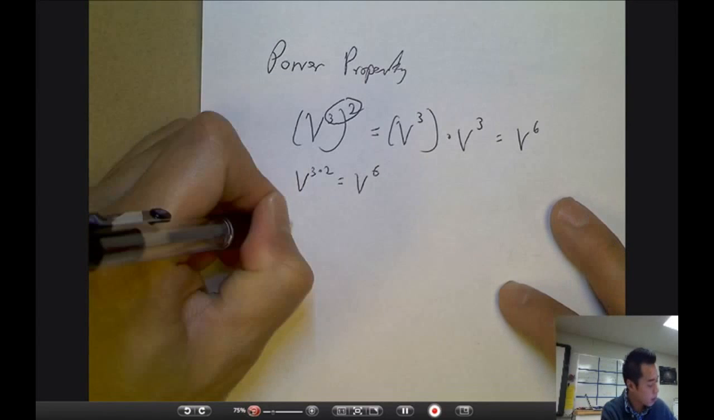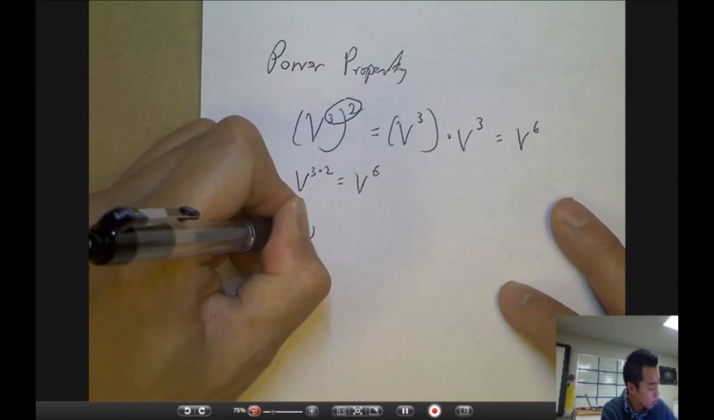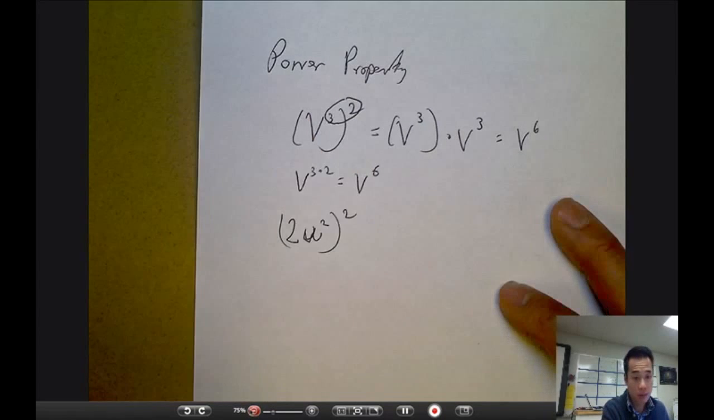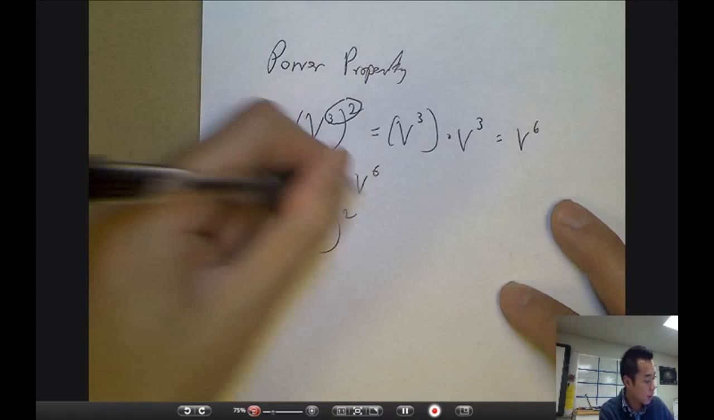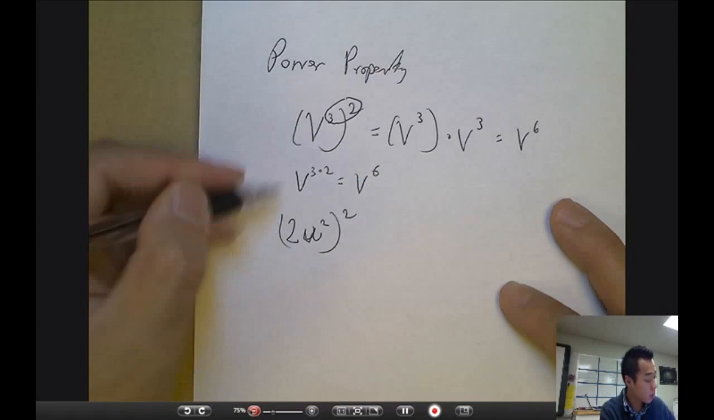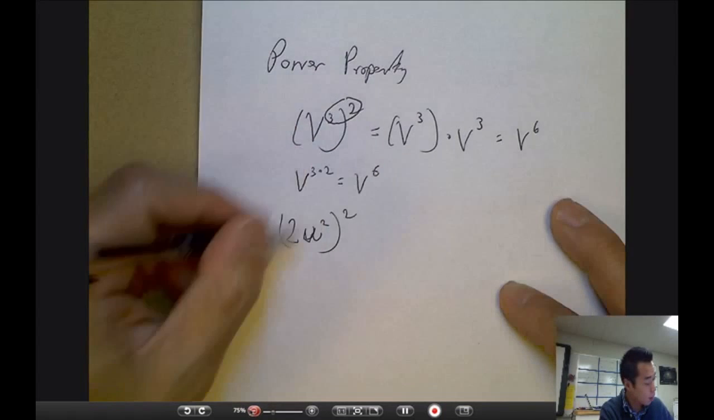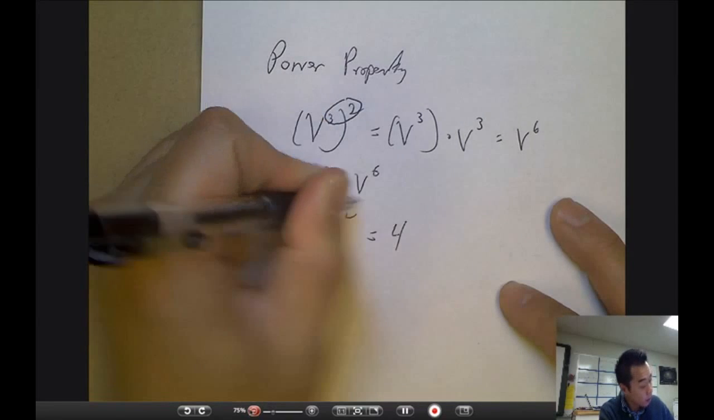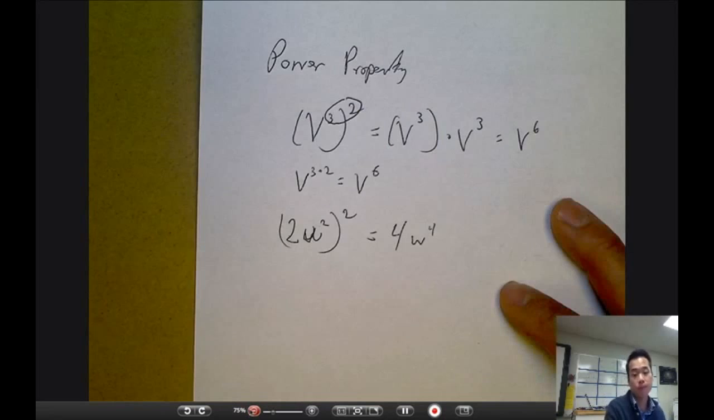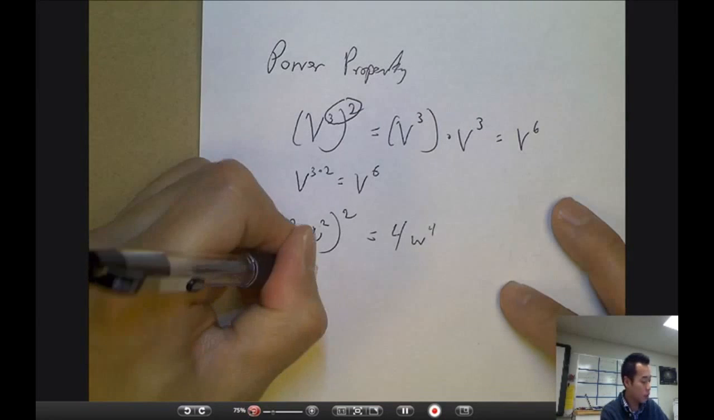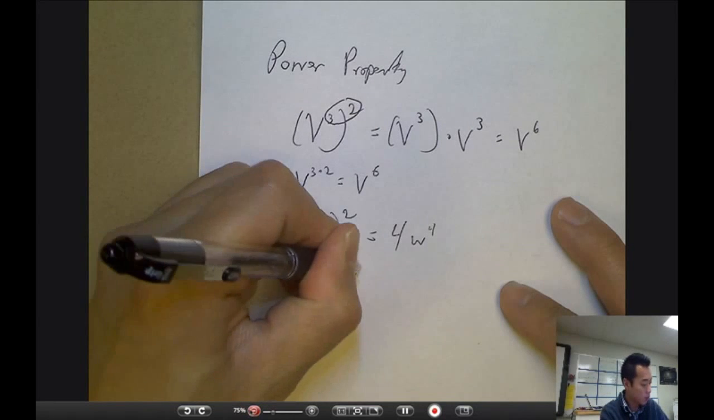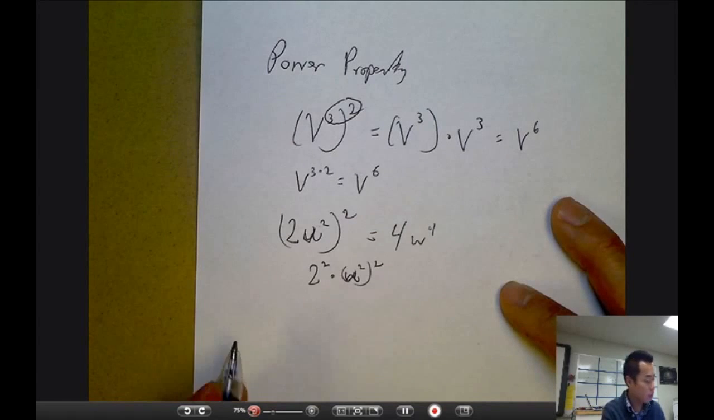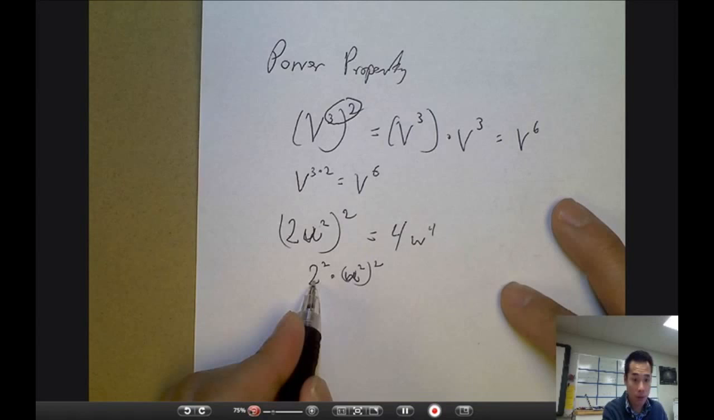A common mistake is I have something like this, 2u to the second, squared, and I might forget to do something with the 2, but really, when in doubt, write it out. You get 2 squared is 4. u squared squared would be u to the 4th. Because what's happening here is 2 squared times u squared squared. Okay, so you have to take care of your coefficients as well.